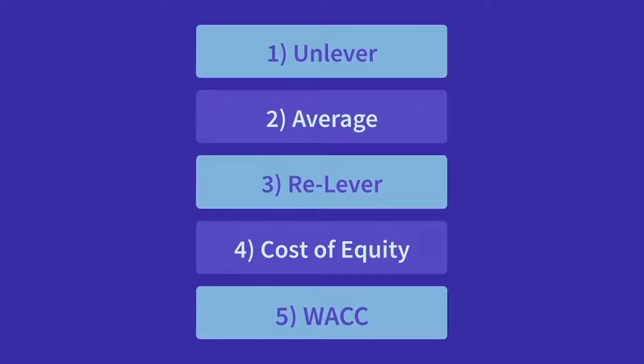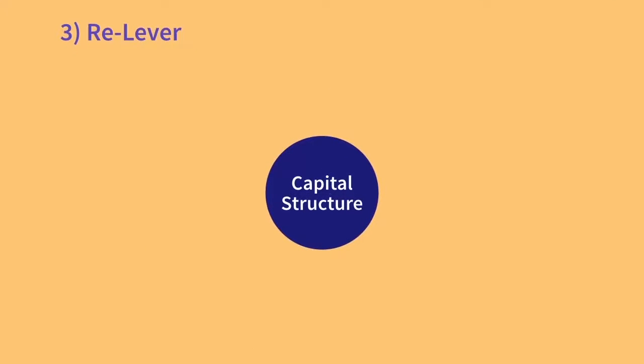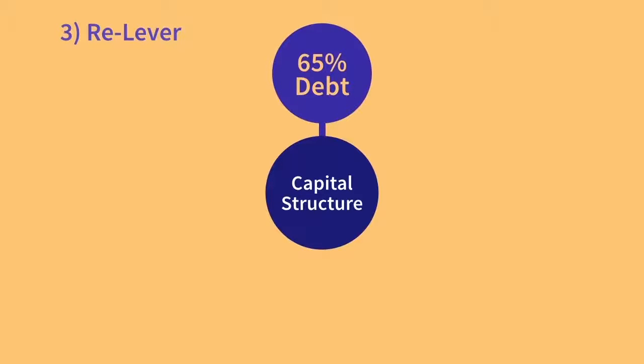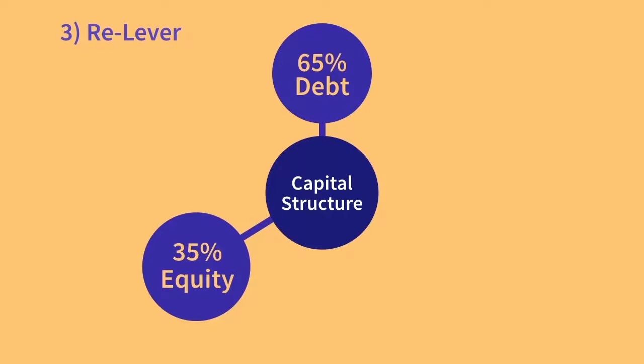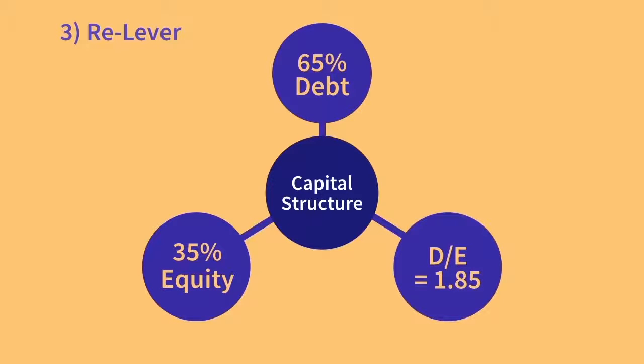Step 3. Here we need to relever beta to account for company X's capital structure. Remember from the question that we are given company X's debt position in their capital structure. Given 65% debt, we can assume the remaining 35% is equity and infer their debt-to-equity ratio from there.